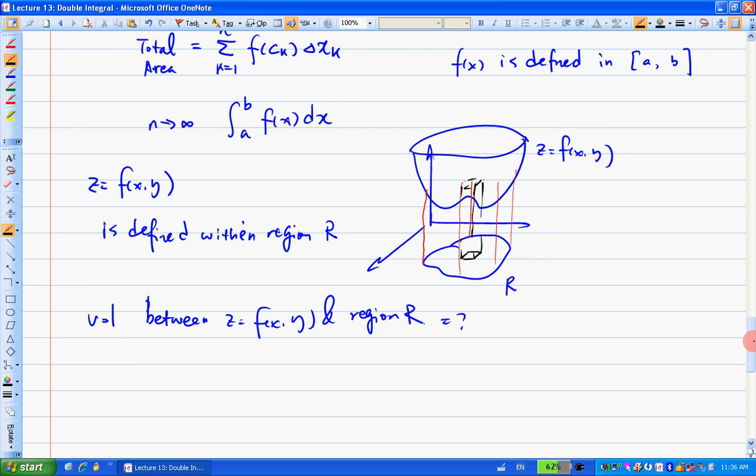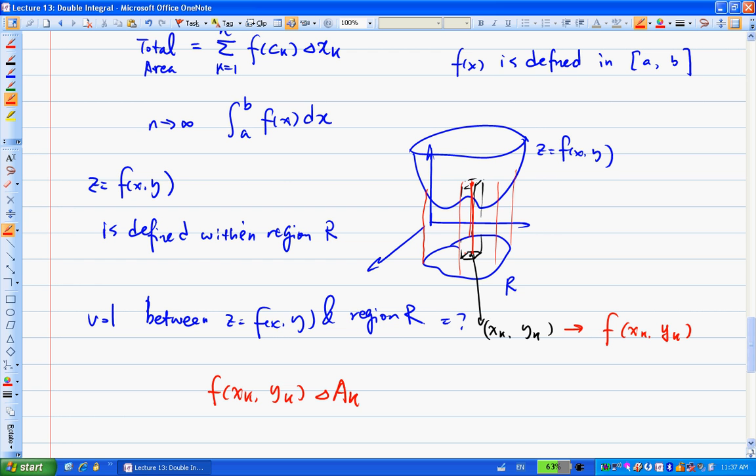First, let's find the volume of this rectangular box. It's the bottom area multiplied by the height. If I pick a center point inside this rectangle, I'll call it (xk, yk). Then I have a value corresponding to this (xk, yk), f(xk, yk), and that's the height of this rectangular box. Then I multiply this height by the bottom area, so the volume of the box is f(xk, yk) multiplied by the delta area.